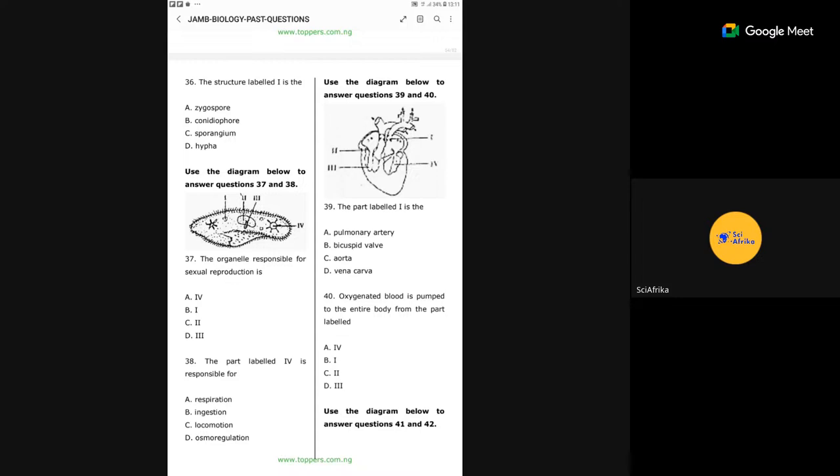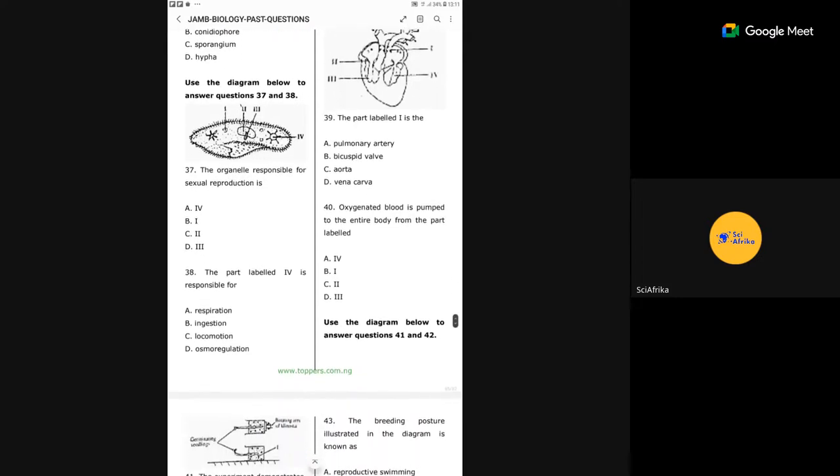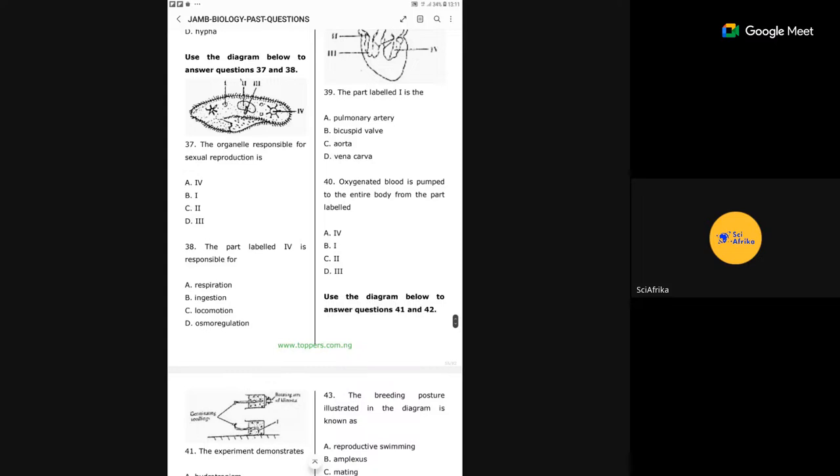The blood in the heart moves from the heart to the lungs for oxygenation. It moves through a particular blood vessel called the pulmonary artery. So the artery carries it down to the lungs for oxygen uptake. Then it returns to the heart again, and from there it goes to the body circulation. So the answer is pulmonary artery, for oxygenation. We'll go to the next one, number 40.